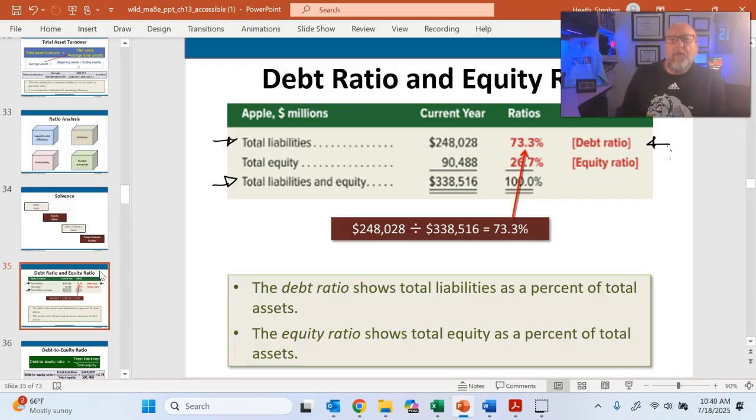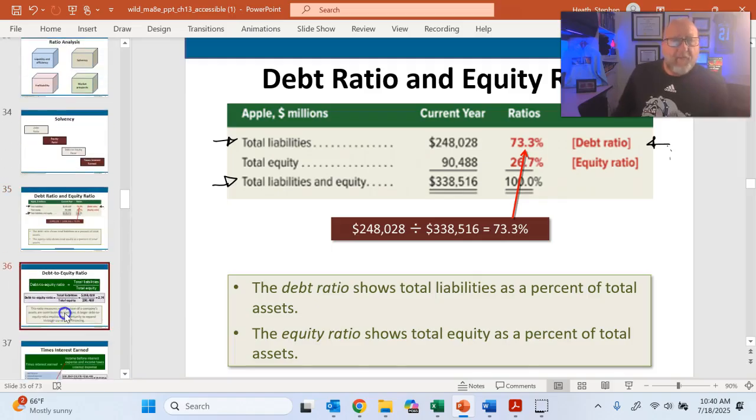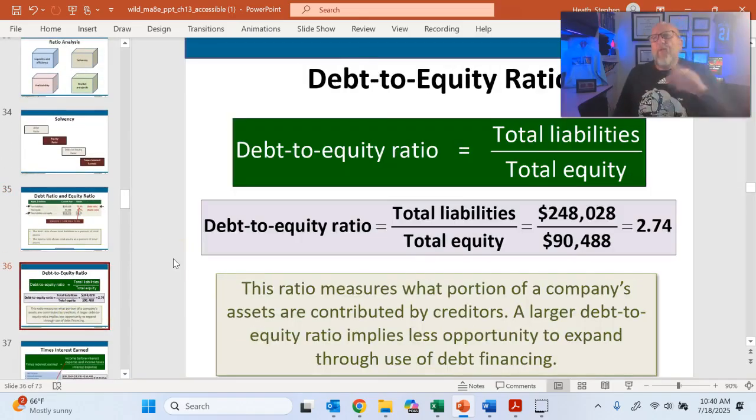Okay, the debt ratio shows liabilities as a percentage of total assets, obviously. The equity ratio shows equity as a percentage of assets, obviously. Debt to equity ratios, right? So we're going to divide total liabilities by total equity. This ratio measures what portion of a company's assets are contributed by creditors.